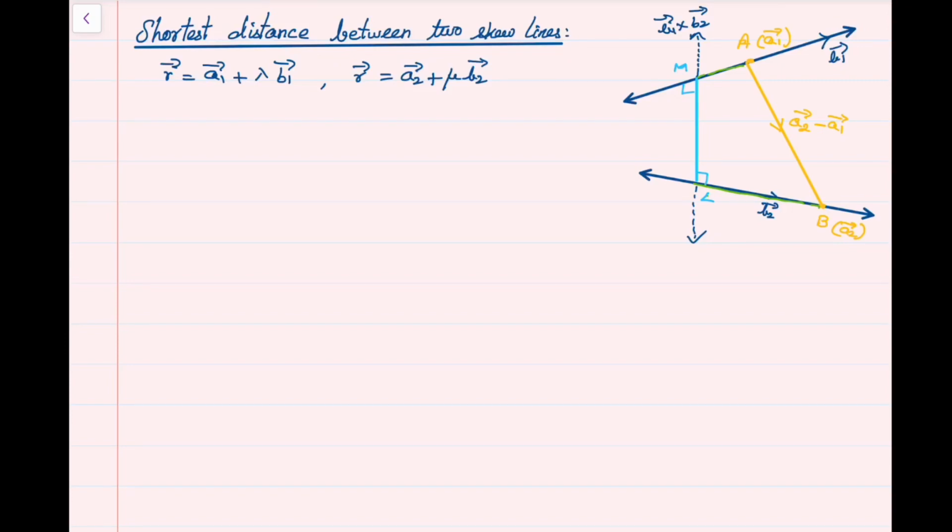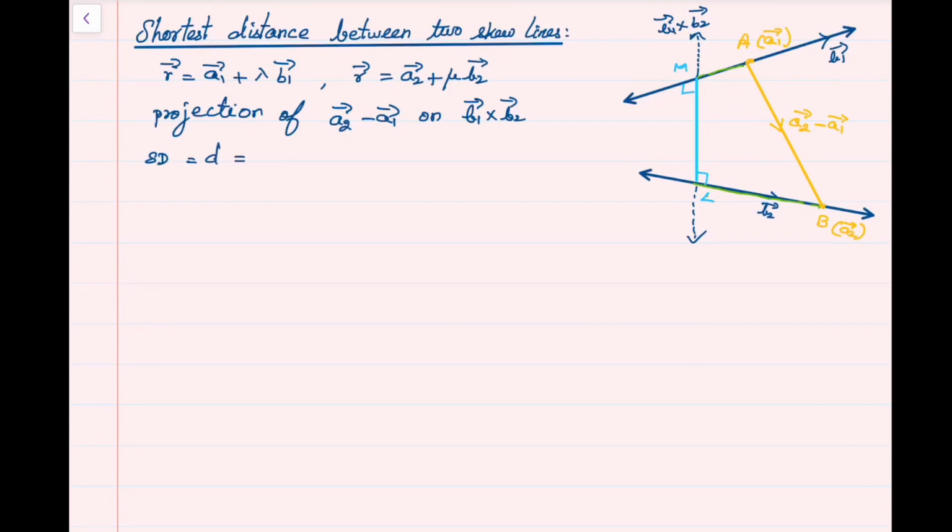And projection formula we know. Projection of vector A on vector B is A dot B by magnitude of B. Therefore, projection of vector a2 minus vector a1 on vector b1 cross b2 gives you the shortest distance, which is length LM in the figure.